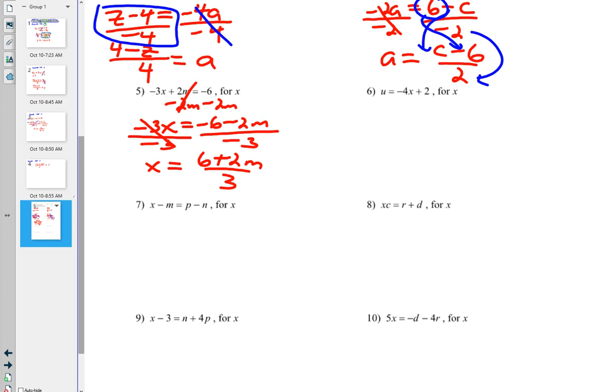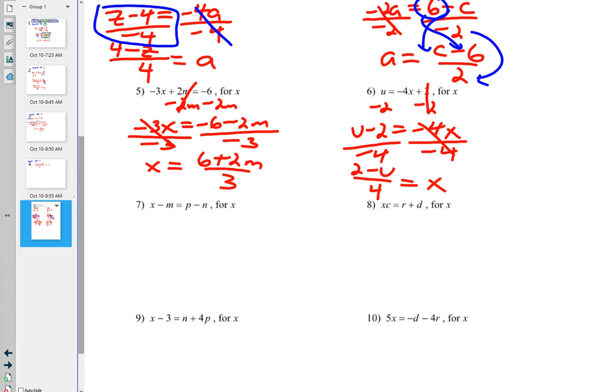Okay, how about the next one, number 6? Subtract 2. I want to get x by itself. I'm going to subtract 2. Diana is also subtracting 2. So u minus 2 is equal to negative 4x. Divide by negative 4. But you probably won't see a negative 4. You'll probably see a positive 4. So what will you probably see on the top? Or you'll probably see 2 minus 2.